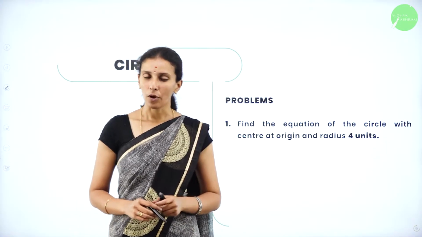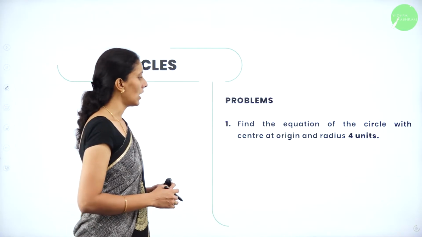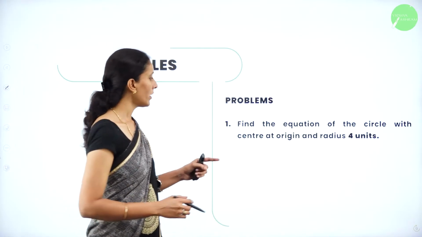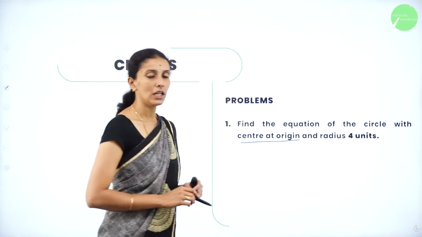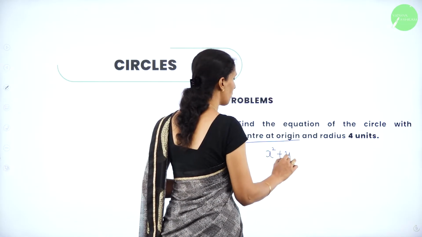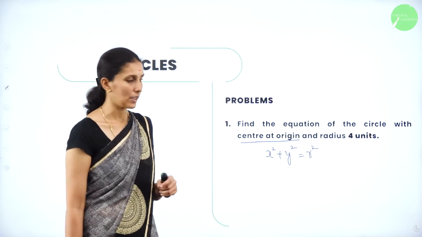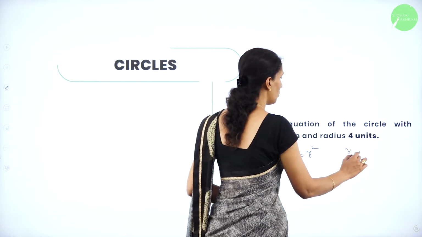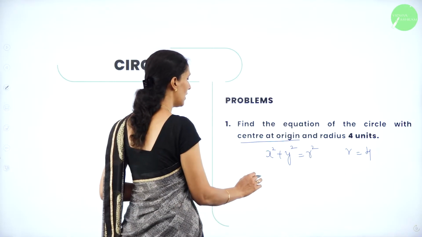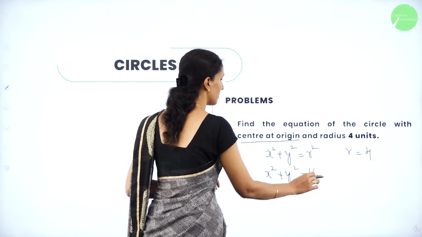Now, let us take a few problems on the equations of the circle. Find the equation of the circle with center at origin and radius 4 unit. What is the equation of the circle when its center is origin? That is x square plus y square is equal to r square, where r is the radius of the circle. So, here r is equal to 4. Therefore, what is my equation of the circle? It is x square plus y square is equal to 16.